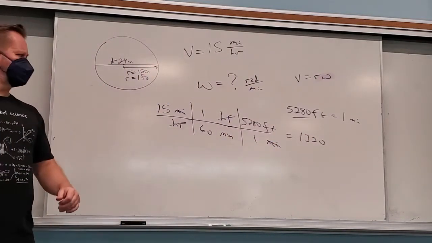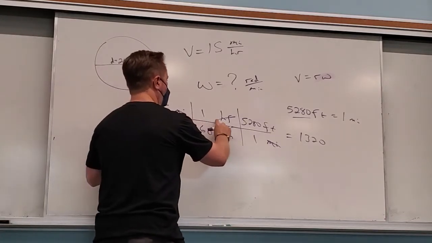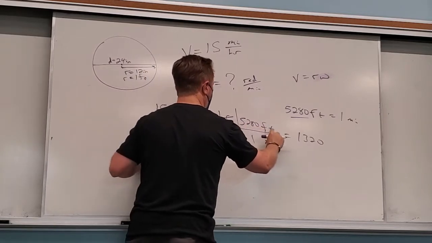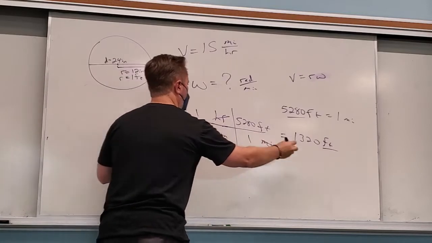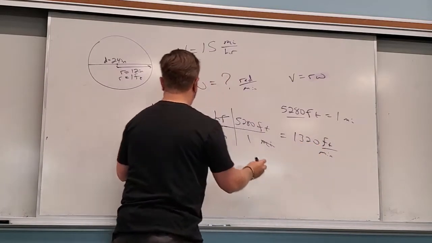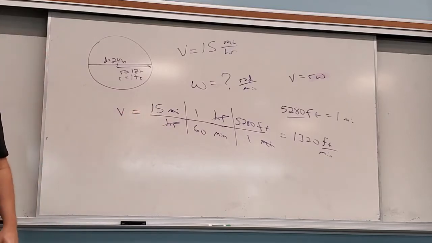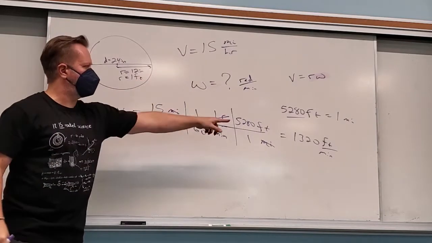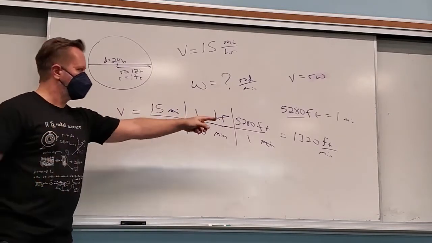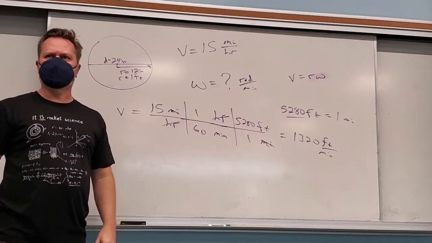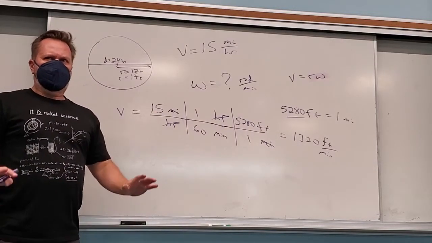Okay. Yeah, thank you. What's the units? Watch how nice it is. What unit is left alive on the top? Feet. What unit is left alive on the bottom? Minutes. This is V, correct? V is this, and we just changed it into feet per minute. So if you're going 15 miles an hour, you are going 1,320 feet per minute. Same thing.